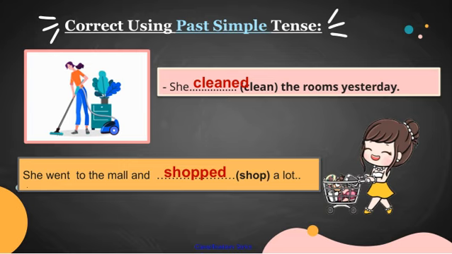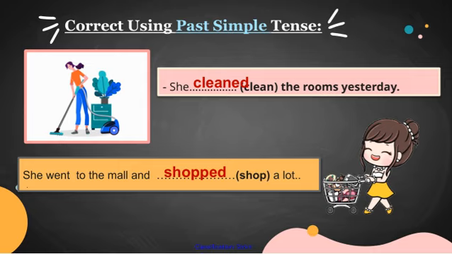For example, "She cleaned the rooms yesterday." This indicates that she did the cleaning yesterday, and again, cleaned is the past tense form of clean. Using the past simple tense helps us talk about completed actions in the past clearly and effectively. Remember, when describing past actions, we often add ed to regular verbs. This simple change is essential for conveying that the action is finished and took place at a specific time in the past. It's a fundamental part of the past simple tense, which is crucial for storytelling and describing past events accurately.